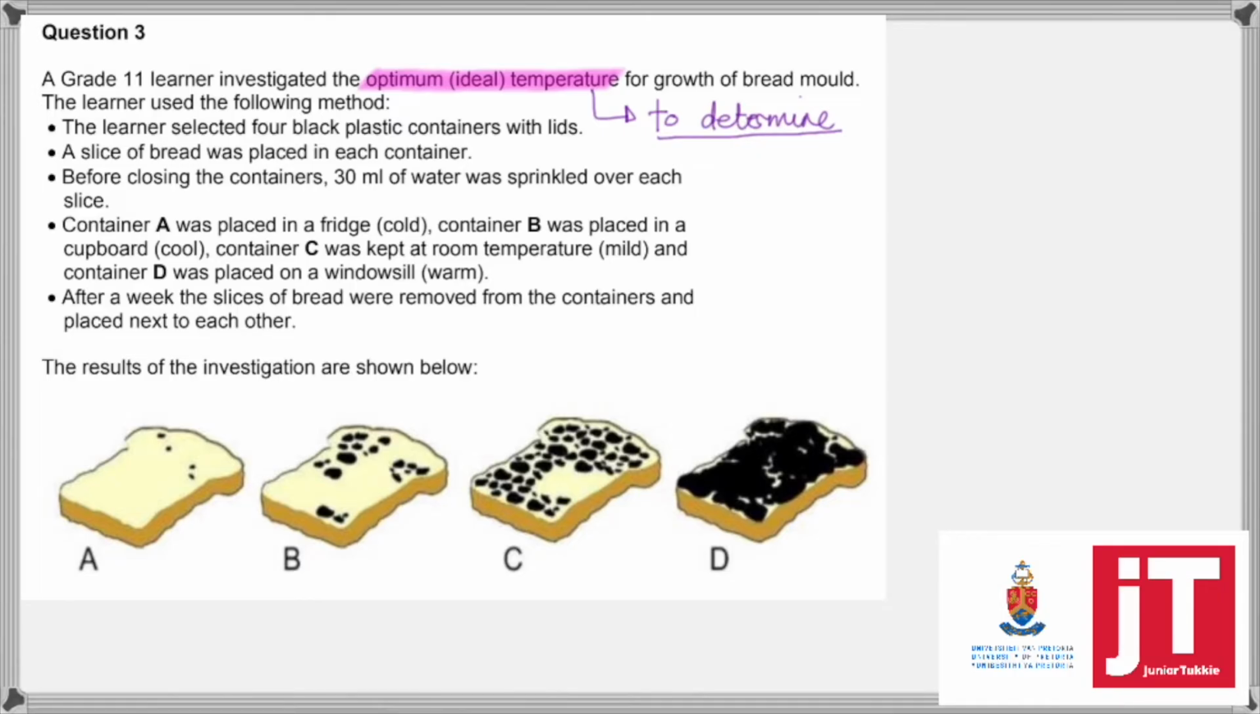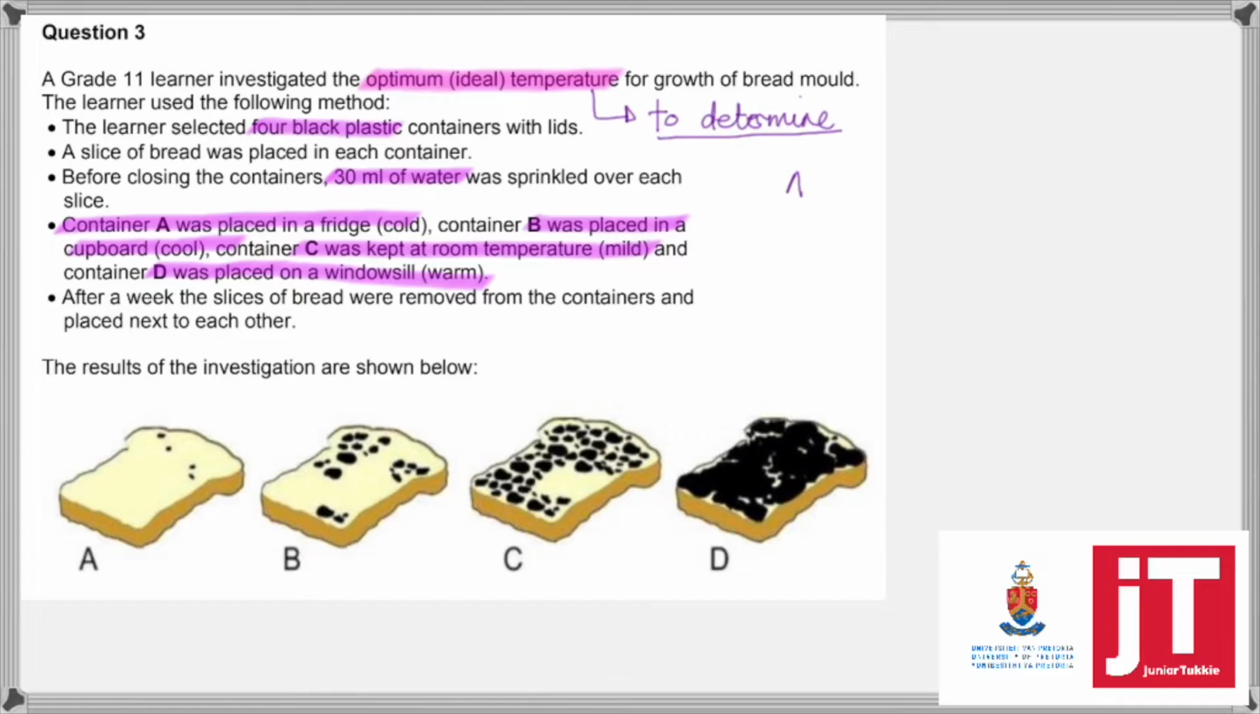Okay, then we get a little bit of a method. A few things to highlight over here: the learner selected 4 black plastic containers with lids. Slices of bread were placed in each container before closing the containers. 30 milliliters of water was sprinkled over each slice. It's one of the things he did for each slice of bread. Container A was placed in the fridge. Container B was placed in the cupboard, which kept it cool. Container C was kept at room temperature, which was a mild temperature, and then container D was placed on the windowsill in the sunlight, which is the very warm temperature there.